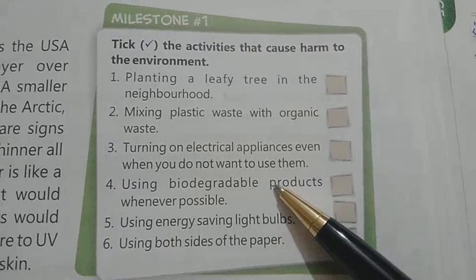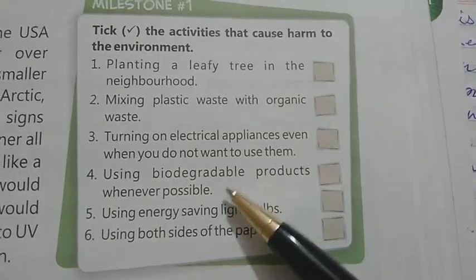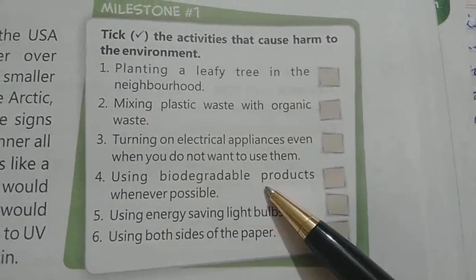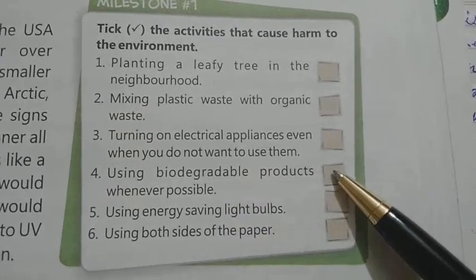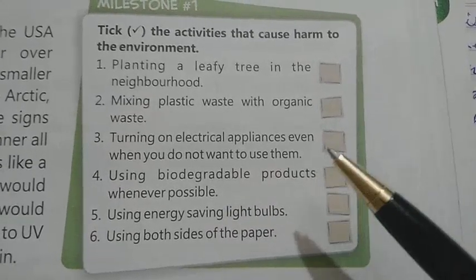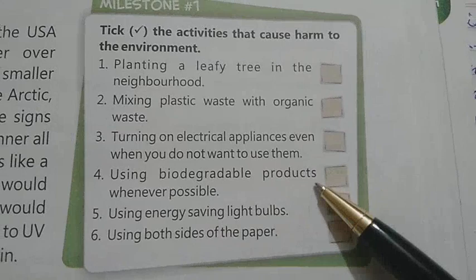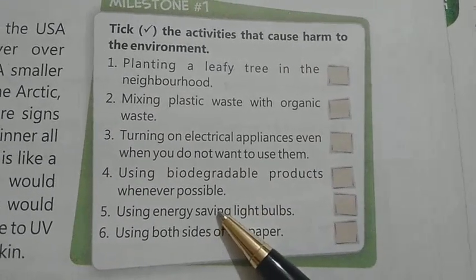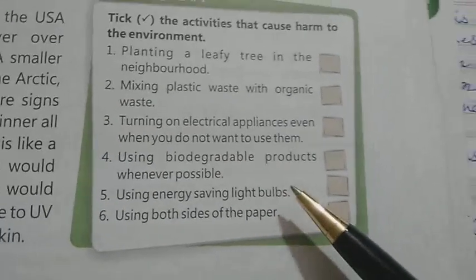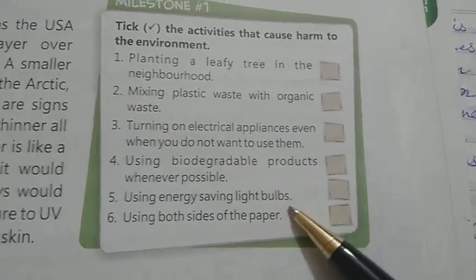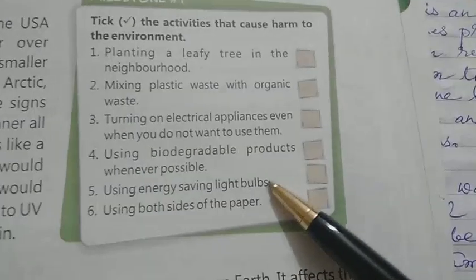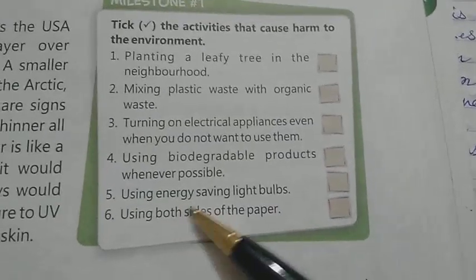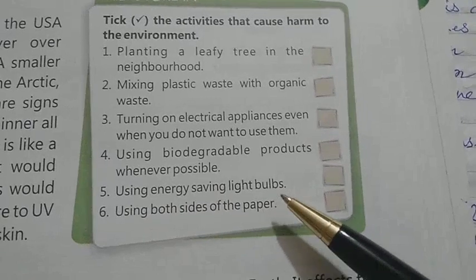Next, using biodegradable products whenever possible. It is not harmful for the environment, so we should do that. Using energy saving light bulbs. It is not harmful for our environment. It saves our environment. Using both sides of the paper, it saves our environment.